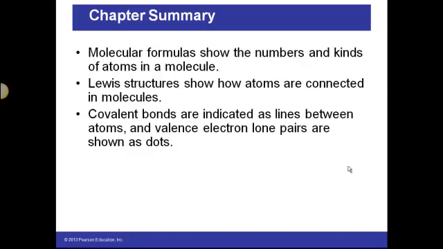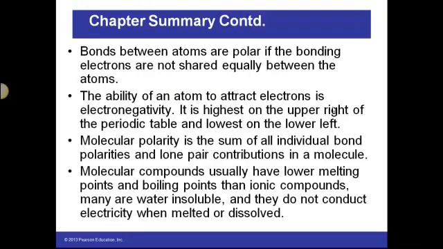Molecular formulas then show the number and kinds of atoms in a molecule, and we learned how to draw Lewis structures, how to calculate formal charges, and try to get the best structural formula representation of a molecule. And so that's its most common resonance structure. So we also learned the term resonance structure. And then our covalent bonds are going to be indicated as lines between the atoms, and the valence electron lone pairs are shown as dots when we're drawing out our Lewis structures.